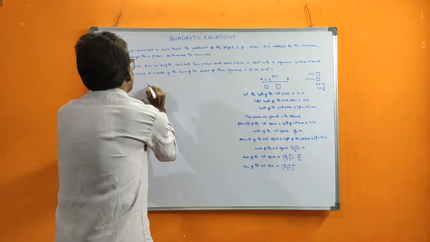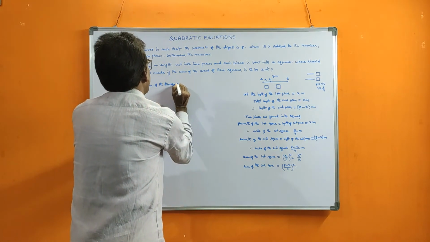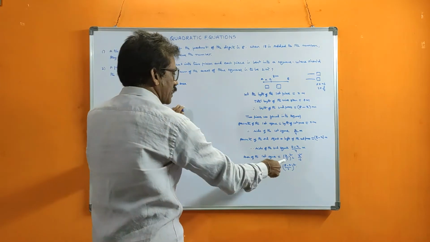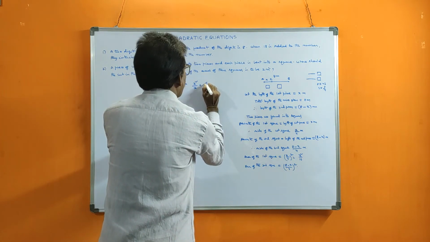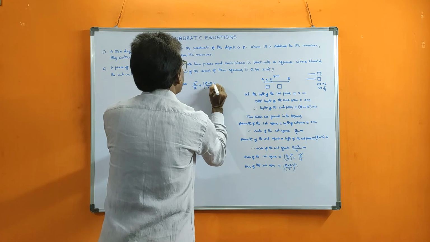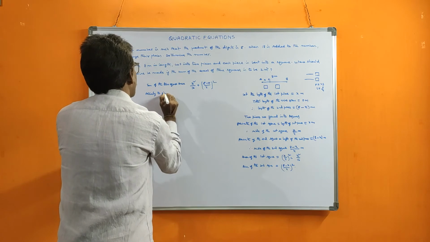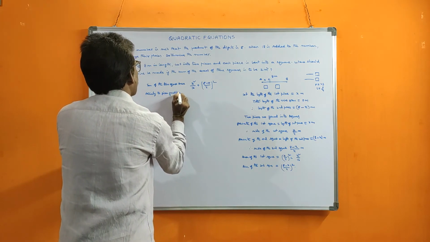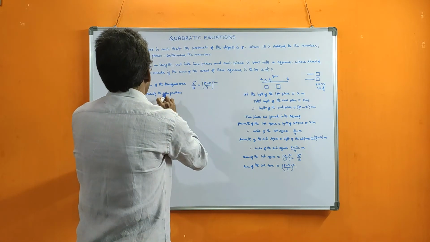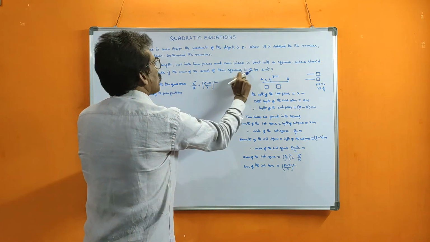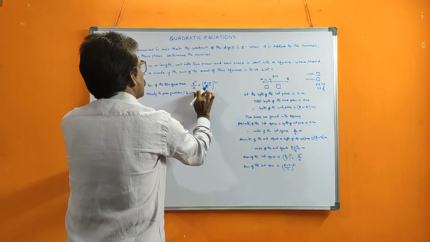Now the sum of the two squares' areas is x square by 16, the first one, plus (8 minus x by 4) whole square. But according to the given problem, the sum of the areas of the two squares is 2 meter square. Therefore the sum of the areas should be equal to 2.